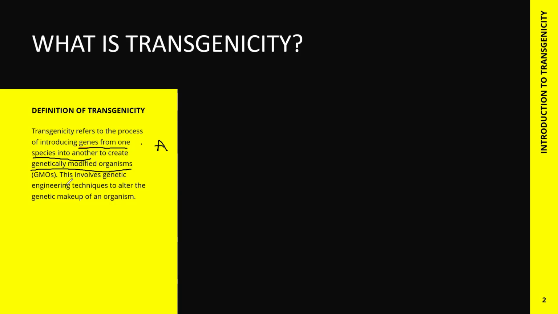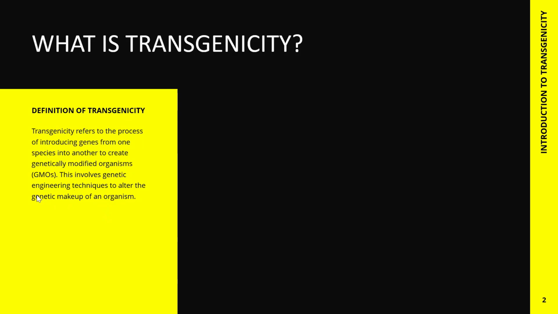And this process of transgenicity usually involves the genetic engineering techniques used to alter the genetic makeup of an organism. That is transgenicity. It's a process that involves the transfer of a gene from organism A to another organism, or from one species of organism to another species of organism, and that is what is described as transgenicity.